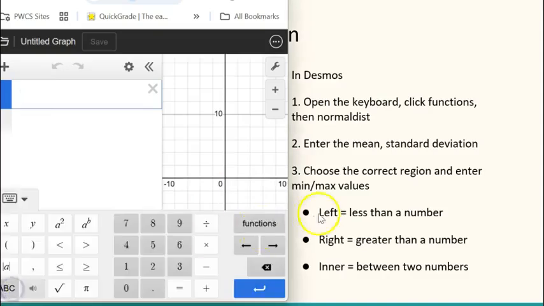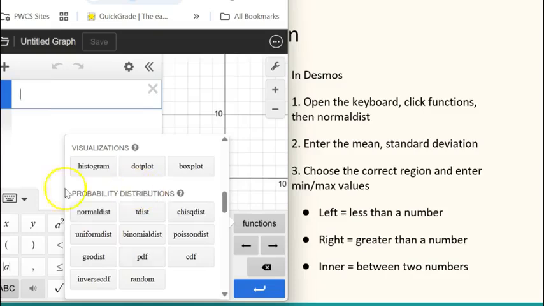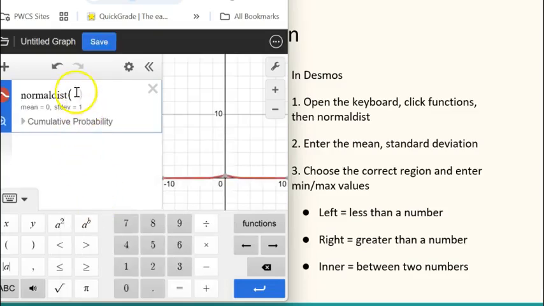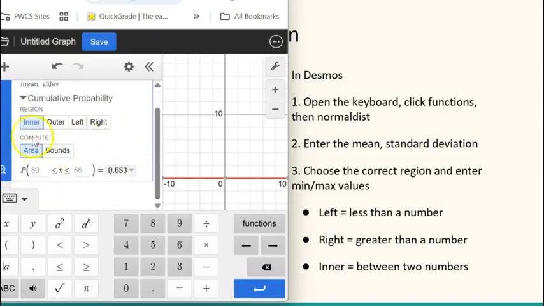We're going to go to our keyboard and go to functions, and we're going to scroll down. The header that we're looking for is probability distributions, and then the one we want is the normal distribution. Okay, and then in these parentheses, and the nice part is if you ever forget, Desmos tells you, you need to type the mean, comma, the standard deviation. All right, and then once you do that, I'm going to put in these numbers from our examples. Once you do that, we click this little thing for cumulative probability, and then we can find all kinds of different probabilities. Okay, so let's go through some examples.